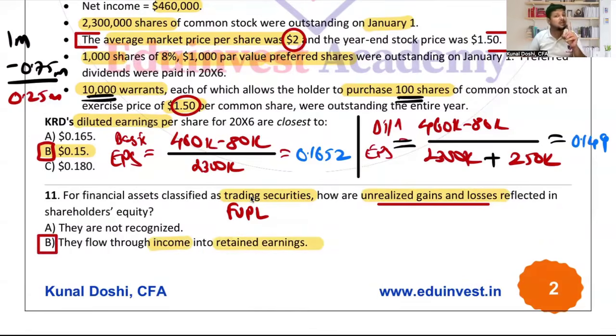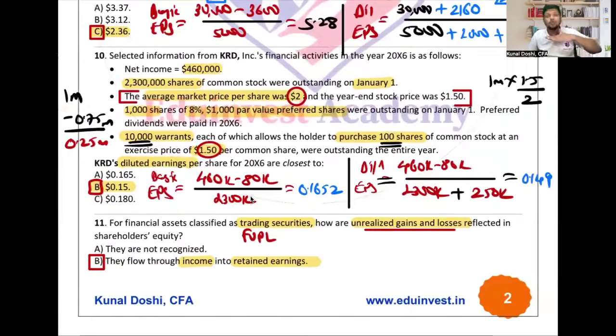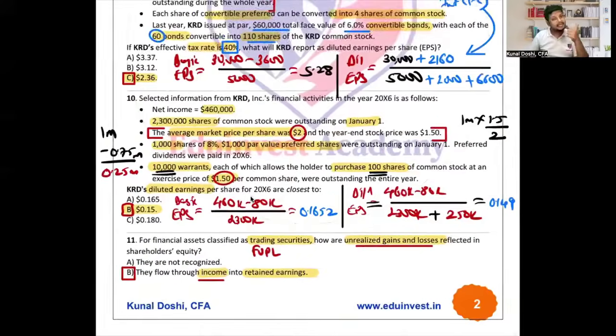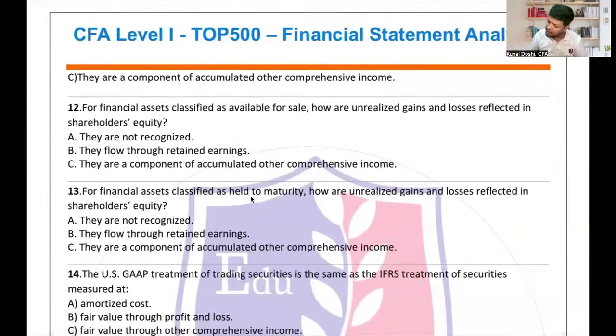OCI is only with, as I told you, out of the four items, one of the items of OCI was unrealized gain and loss with fair value OCI, FVOCI. FVOCI is also called available for sale. So are they not recognized? No, they are recognized. They flow through the income statement. That's why we call them FVPL. PL means income statement. Got it, everyone? Are they a component of accumulated comprehensive income? No, they are not OCI. OCI is only for available for sale.